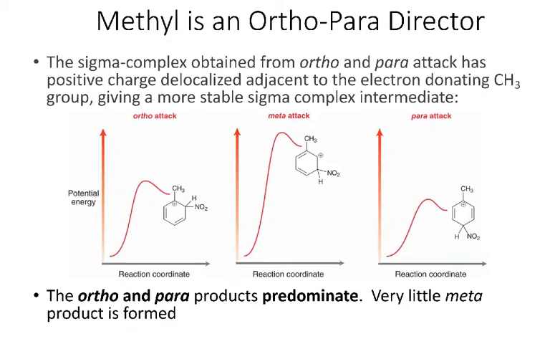If we were to look at the reaction energy diagrams, because the sigma complex is stabilized when the nitro group attacks in the ortho and the para position, because it's more stable, that lowers the transition state, giving it a lower activation energy, and the reaction is faster. And so we're more quickly able to form the nitro in the ortho and the para position. The meta is formed much more slowly, and so the ortho and para products predominate.